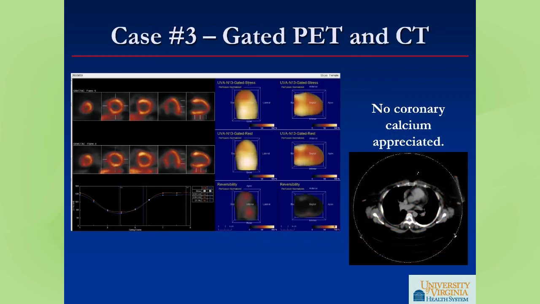With the gated function, we can see that the function is fairly good and is globally intact. There are no focal segmental wall motion abnormalities where we saw our concerning defect in the septum. And then we can look at our CT attenuation scan if you have one available.